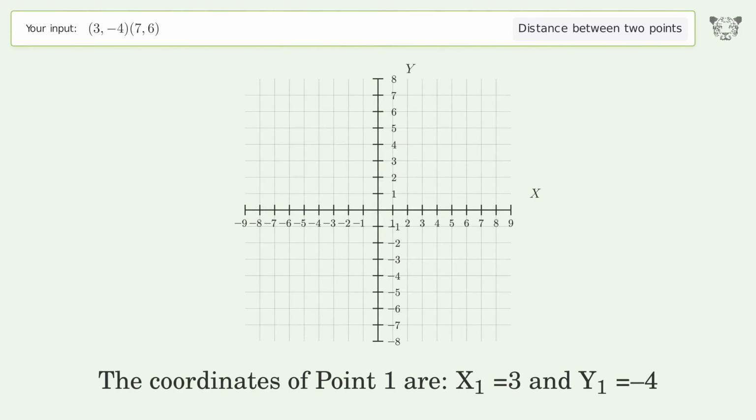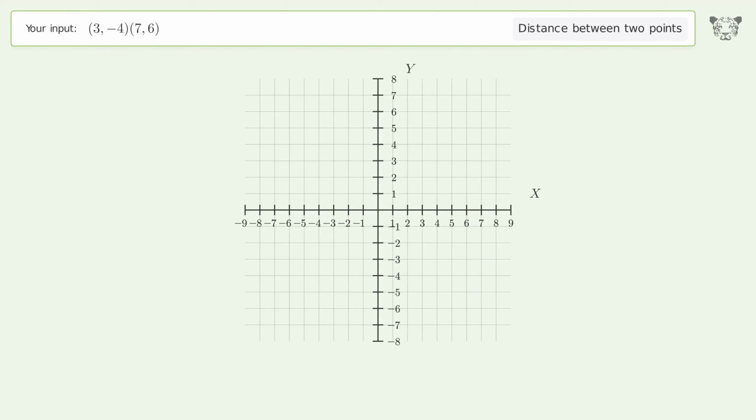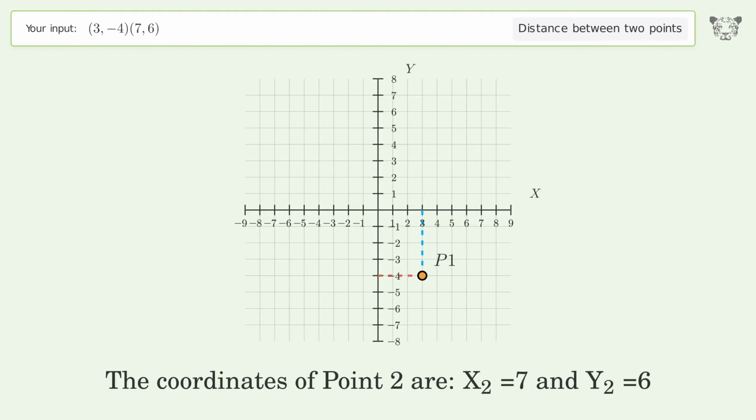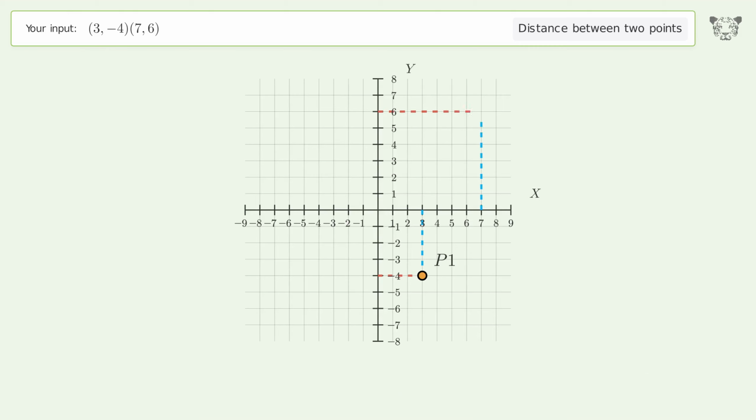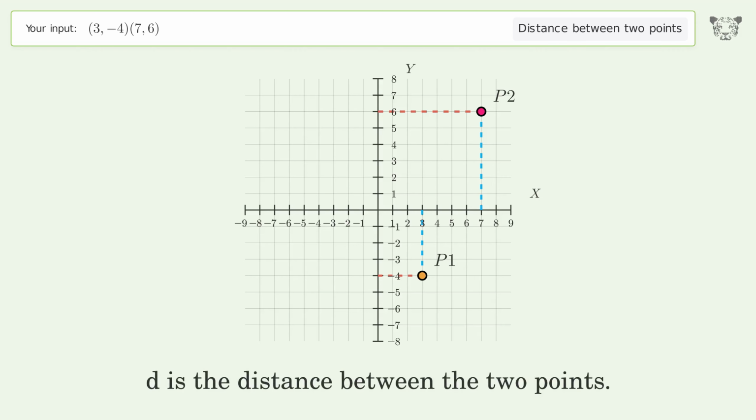The coordinates of point 1 are x1 equals 3 and y1 equals -4. The coordinates of point 2 are x2 equals 7 and y2 equals 6. D is the distance between the 2 points.